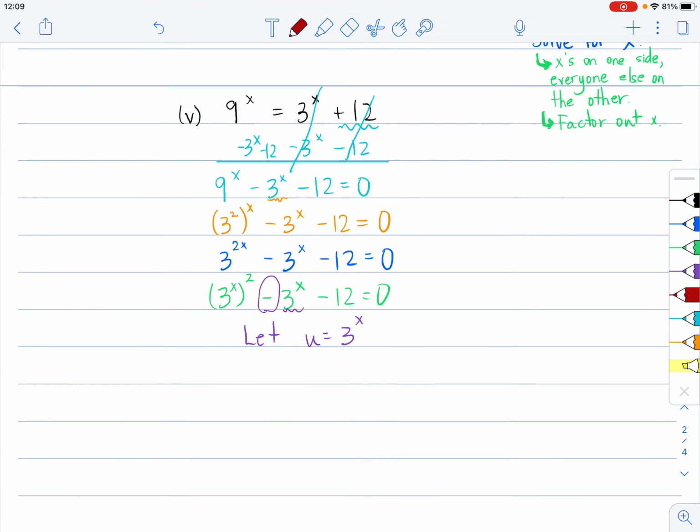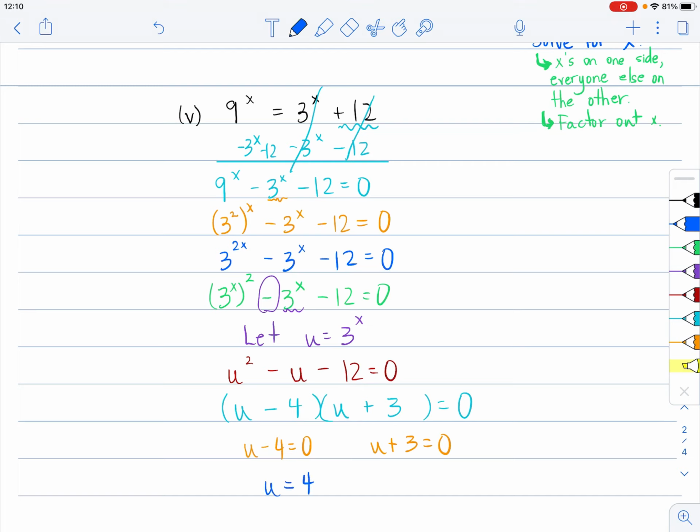That means that we will have u squared minus u minus 12 equals 0. And this looks like something that we should know how to solve. Hopefully it factors. U and u, who multiplies to be negative 12, adds to be negative 1. My vote is negative 4 and positive 3. And then u minus 4 equals 0. U plus 3 equals 0. To give us that u equals 4 and u equals negative 3.